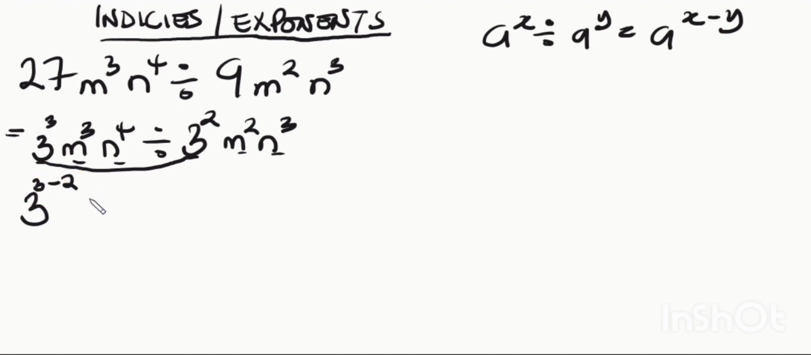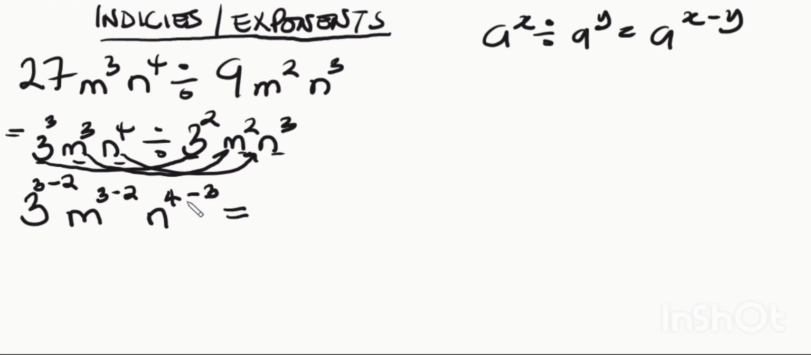All right, we are done with 3. Then let's go with m. So we have m raised to the power, the first one there is 3 minus 2 again, and then we'll go with n finally. So we have n raised to the power 4 minus 3 again, and this is going to give you, 3 minus 2 is the same as 3 raised to the power 1.